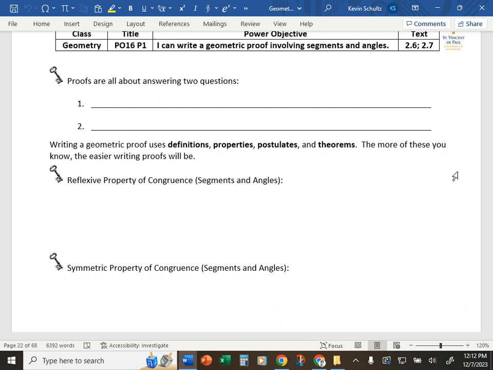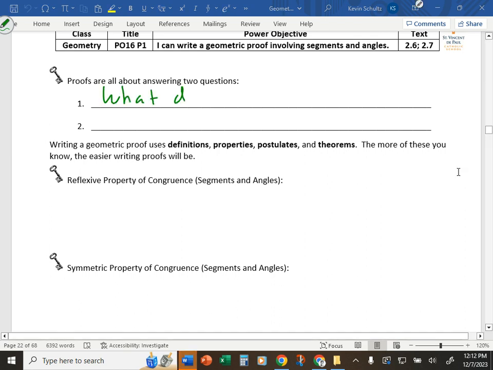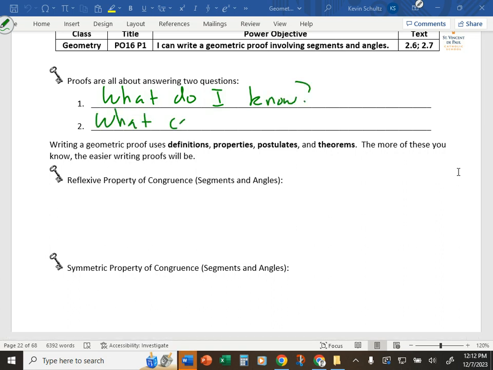Briefly recapping what we know about proofs, or the thought process behind a proof. Proofs are all about answering two questions: What do I know, and what can I conclude? Every proof starts with that given statement, with what we already know. We saw this in algebra. And everything after that is what can you conclude based on the information you are provided.